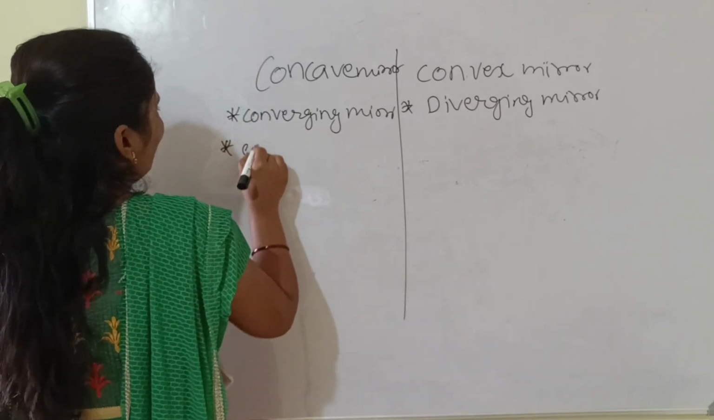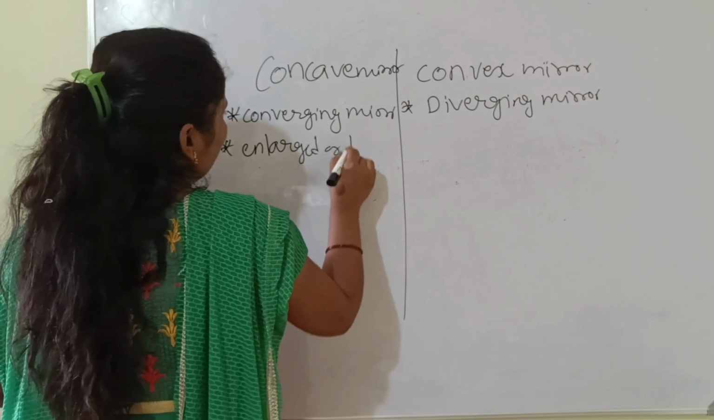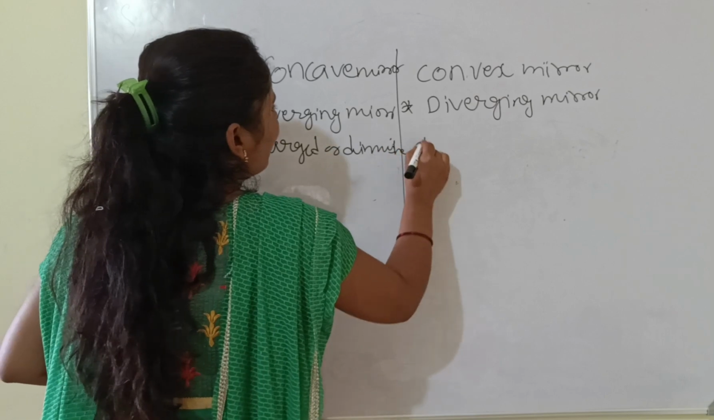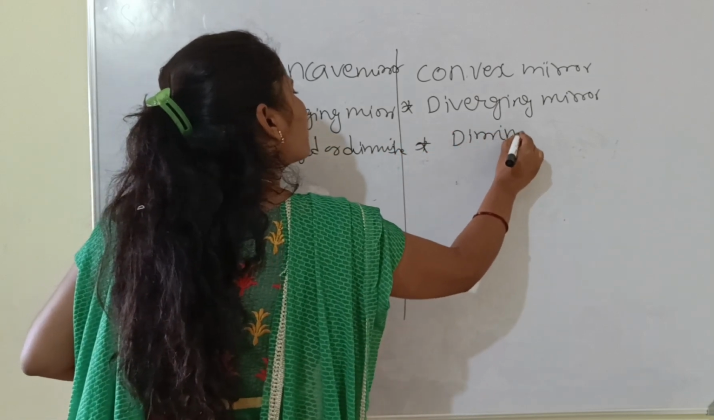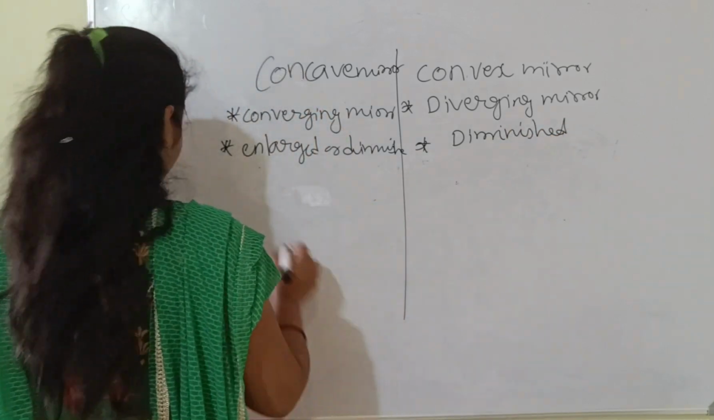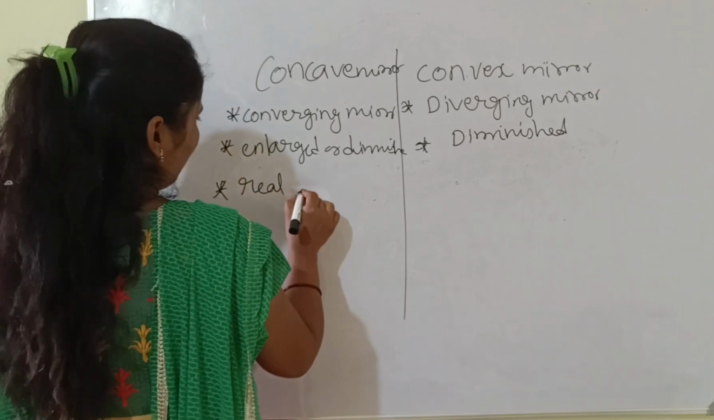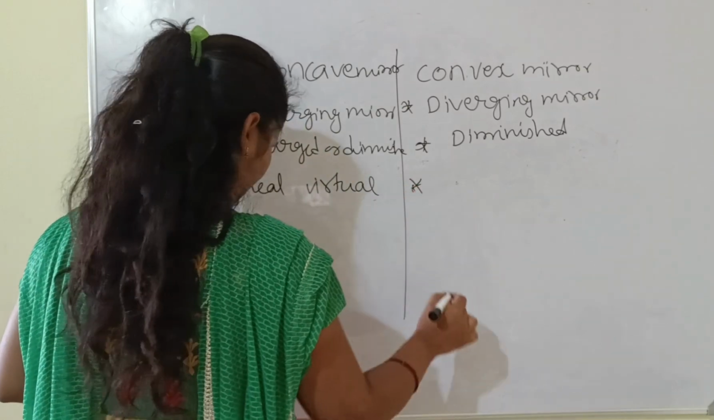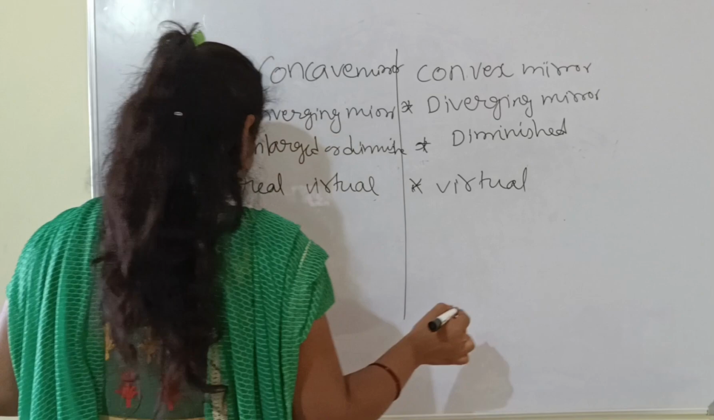Image will be enlarged or diminished. Here the image will always be diminished. Image will be real or virtual. Here the image will always be virtual.